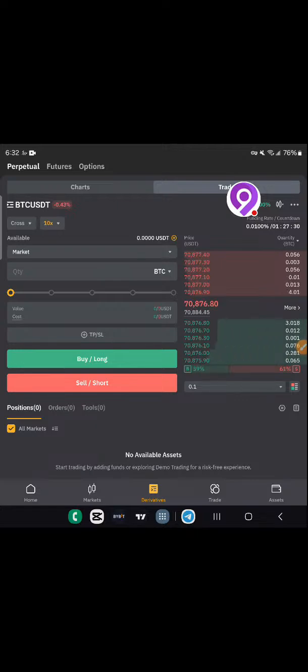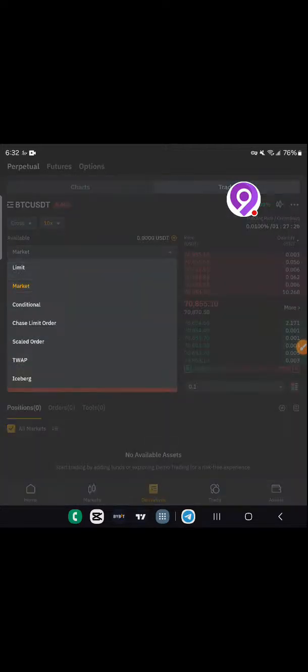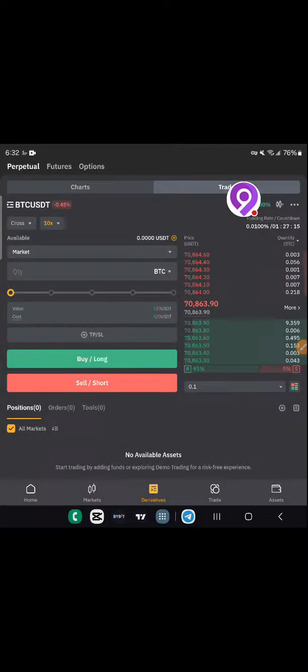The next thing you want to do is pick either a market order or a limit order, depending on your strategy. If your strategy says wait, place a limit order, then you want to do that. So let me show you guys. Let's go to the chart.